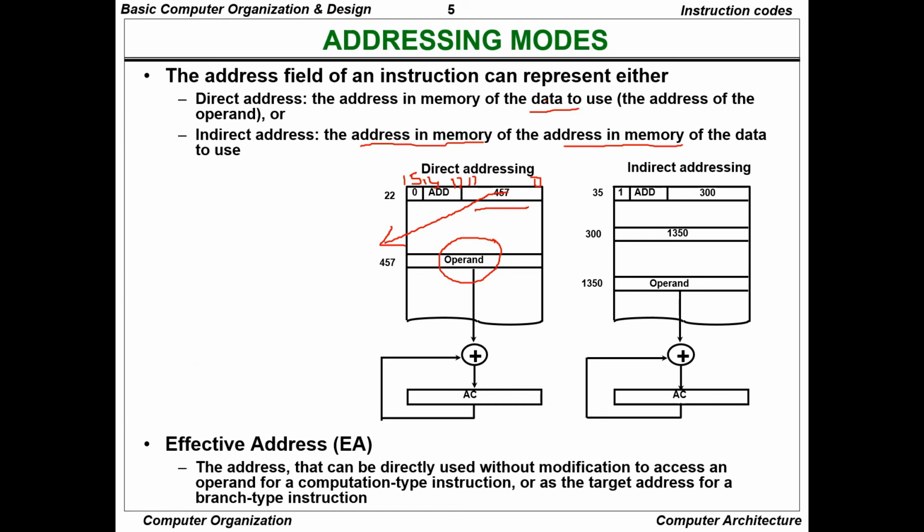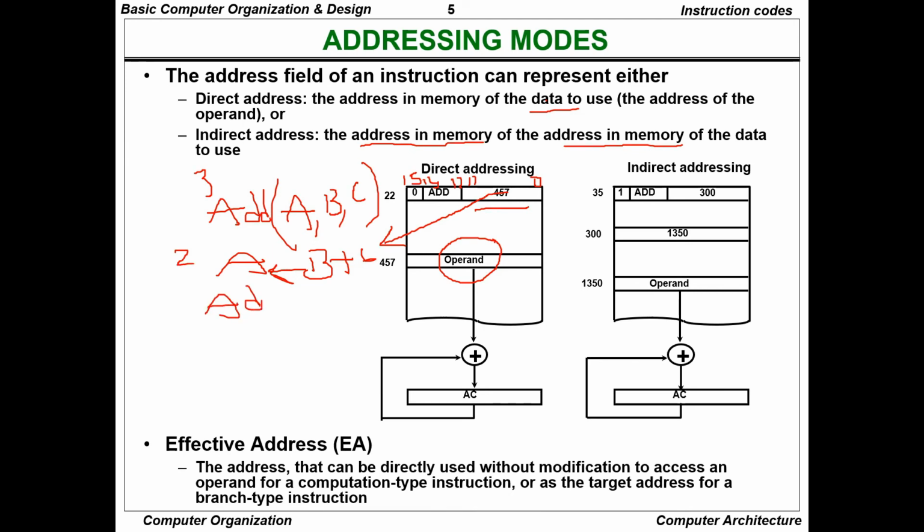So here we have 3 address code. What is 3 address code? For example, I have ADD A, B, C. I will add B plus C and store the result in A. So no problem with that. If I have 2 address code, for example ADD A comma B, I will add A and B and the result is stored in A. So A plus B and the result is stored in A.